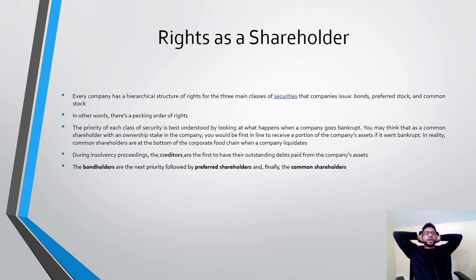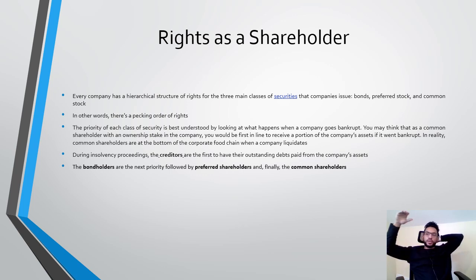Every company has a hierarchical structure of rights. There are three main securities that a company issues: bonds, preferred stock, and common stock. In other words, there's a pecking order of rights, an order of importance. The priority of each security is best understood by looking at what happens when the company goes bankrupt.